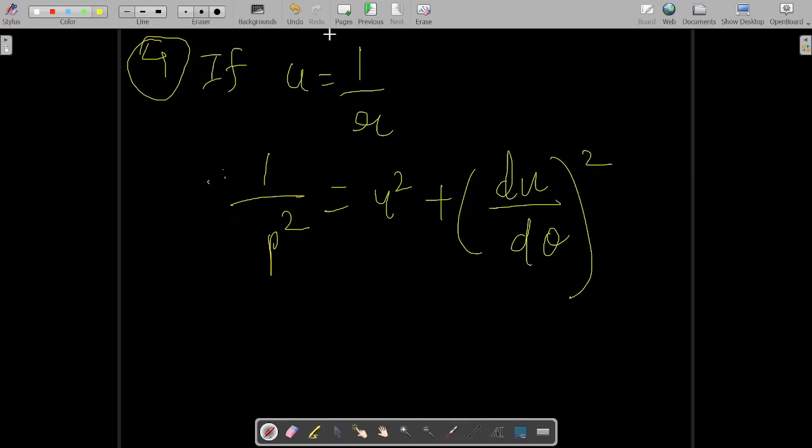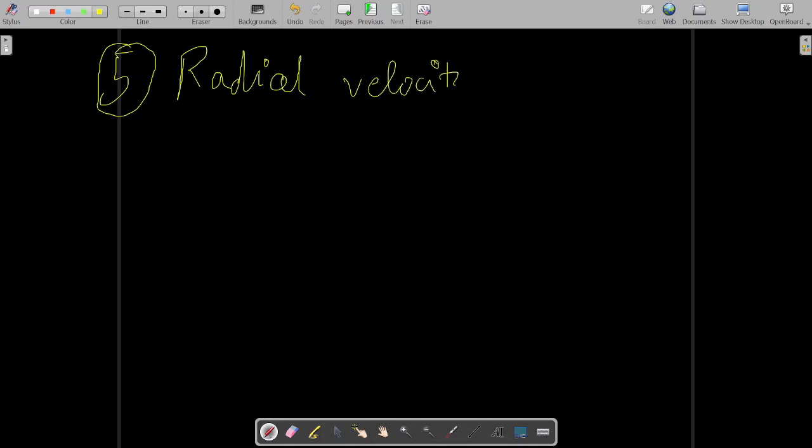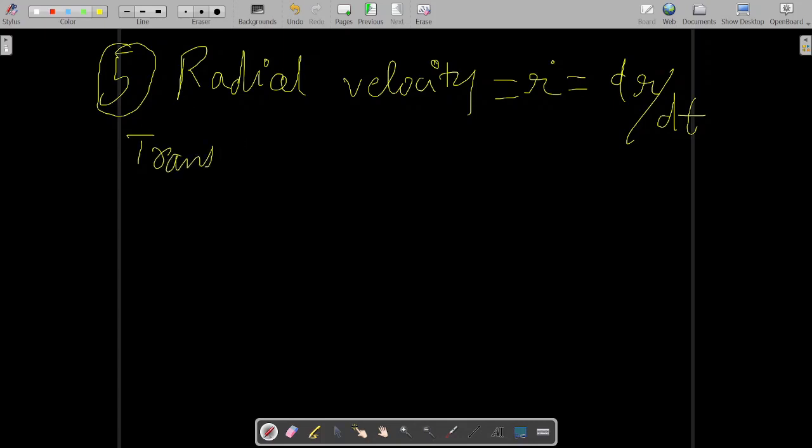Point number 5, radial velocity, is defined like this. You need not go into the derivations of all this, but these things are very important for you. A single dot represents a single derivative with respect to time. Transverse velocity.